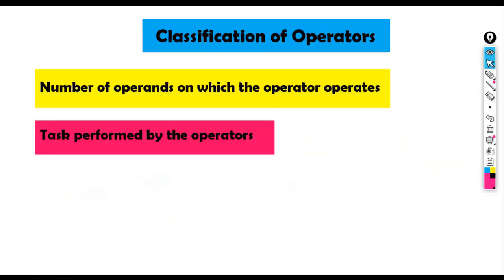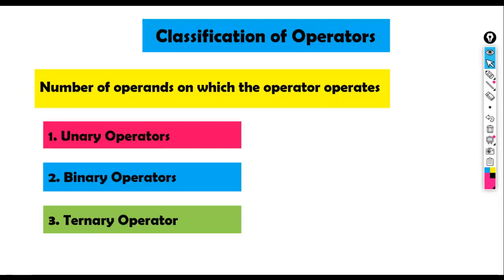So the operators are classified based on the following criteria. First, number of operands on which the operator operates. Please remember, number of operands on which the operator operates. Shortly we will discuss this. Second, task performed by the operators. So now let's first discuss this one. Number of operands on which the operator operates. The first classification is on the basis of number of operands that are required for using an operator.